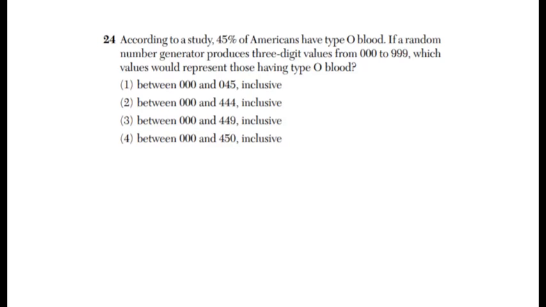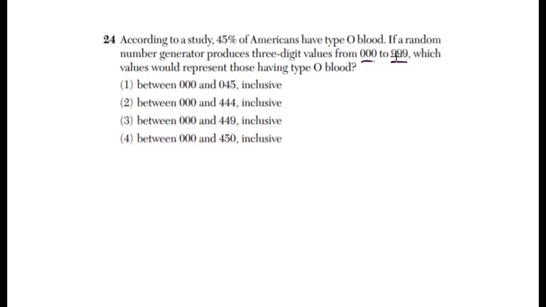So the last one here, it looks like we've got 45% of Americans with type O blood, and they have a number generator that produces these 3-digit values that go from here to here. Now, first things first, this 45%, we're going to use that in a second. I want you to know the main problem they're trying to test you on is how comfortable you are with your counting.